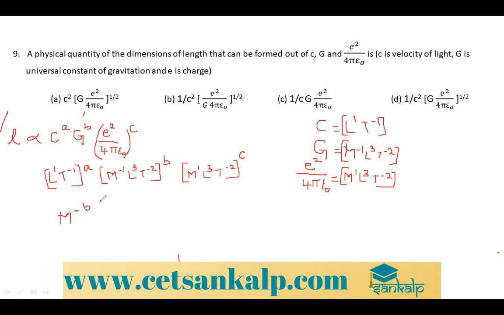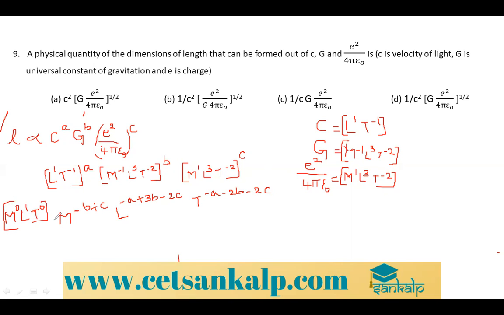So M to the power, you can see minus 1 into b is minus b. So c into 1 is plus c. L to the power minus a plus 3b minus 2c. Same way, t to the power minus a minus 2b minus 2c. Okay, now this will be equal to the L is nothing but only you have length. So m to the power 0, L to the power 1, so again t to the power 0.